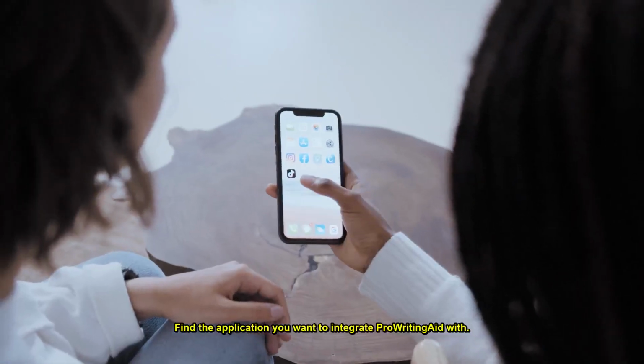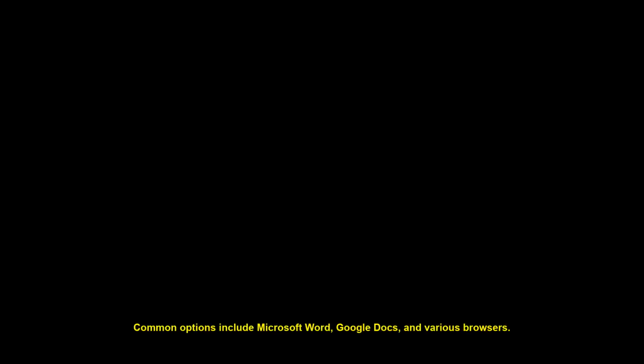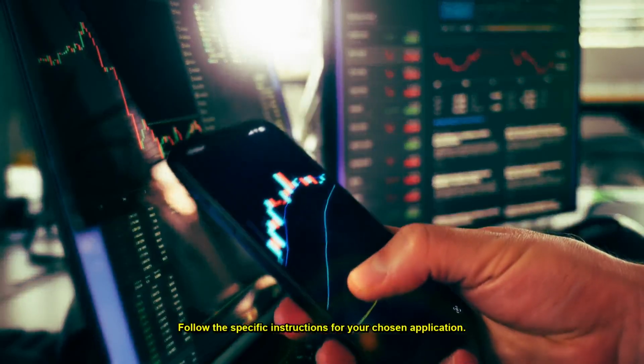Find the application you want to integrate ProWritingAid with. Common options include Microsoft Word, Google Docs, and various browsers. Follow the specific instructions for your chosen application.